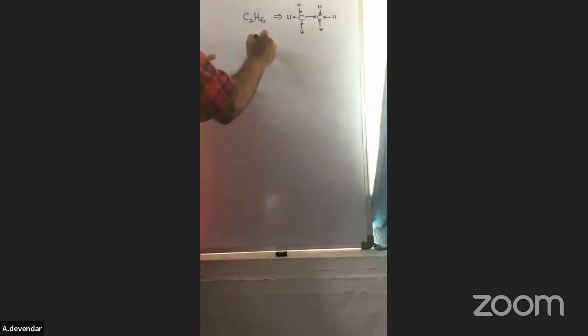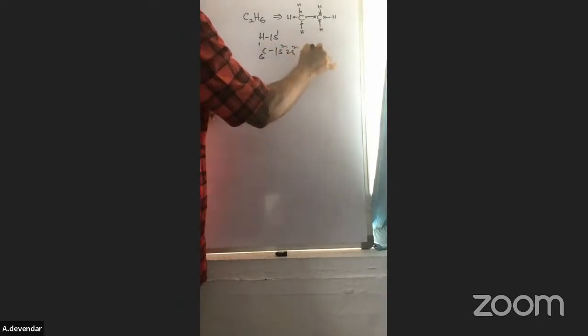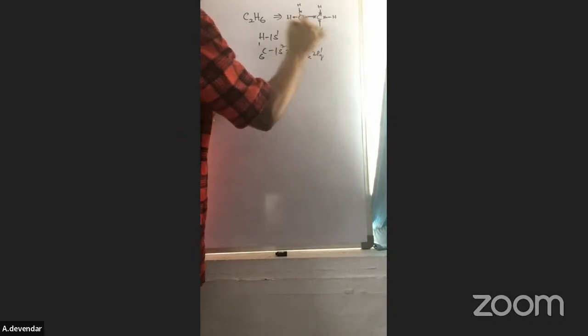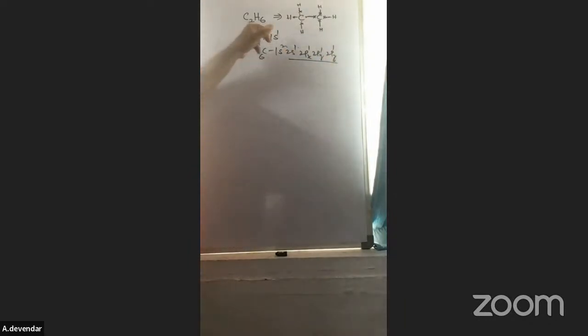So in C2H6 formation, each carbon atom has four electrons and each hydrogen atom has one electron. Hydrogen is 1s1. Carbon is the sixth element: 1s2, 2s2, 2px1, 2py1, and an electron is promoted into 2pz. So there are four unpaired electrons. Each carbon has four unpaired electrons and each hydrogen has one unpaired electron, so the ethane molecule structure is formed.